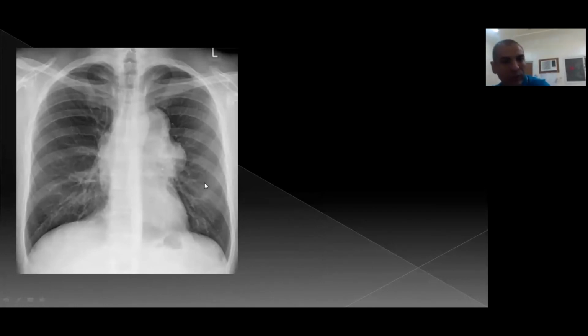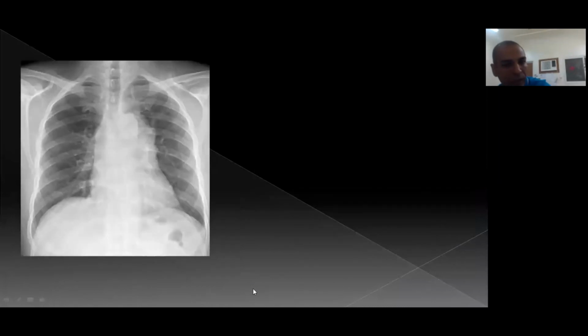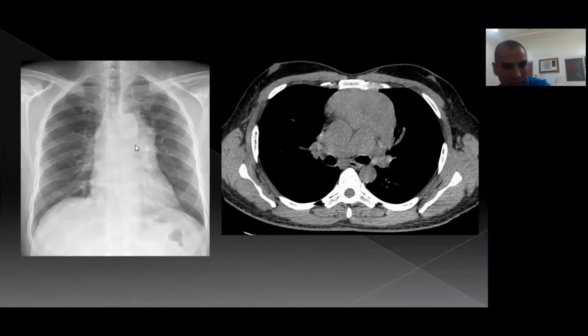Look at this one. This is a mediastinal shadow obscuring the cardiac border, left cardiac border, but the aortic shadow is clear. So this one is anterior mediastinum. This anterior mediastinal mass is most likely or confirmed as thymoma. While this one, look at this one, this is a mass, and this is the aortic shadow. This is an anterior mediastinal mass.